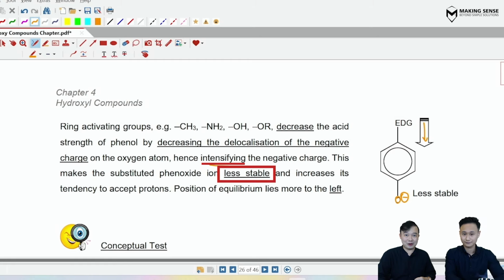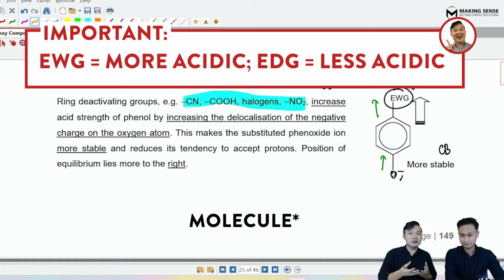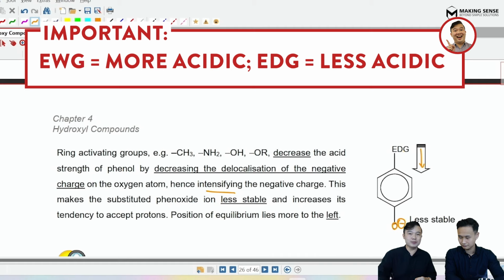Yes, so therefore I can conclude for you. If you have an electron withdrawing group on the phenol, you are going to make the phenol more acidic than phenol. If you have an electron donating group, you are going to make that particular molecule less acidic than phenol.